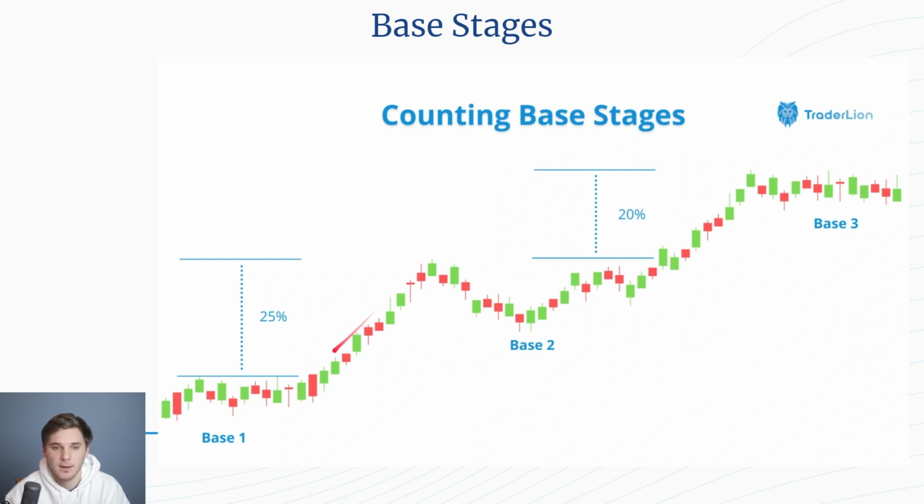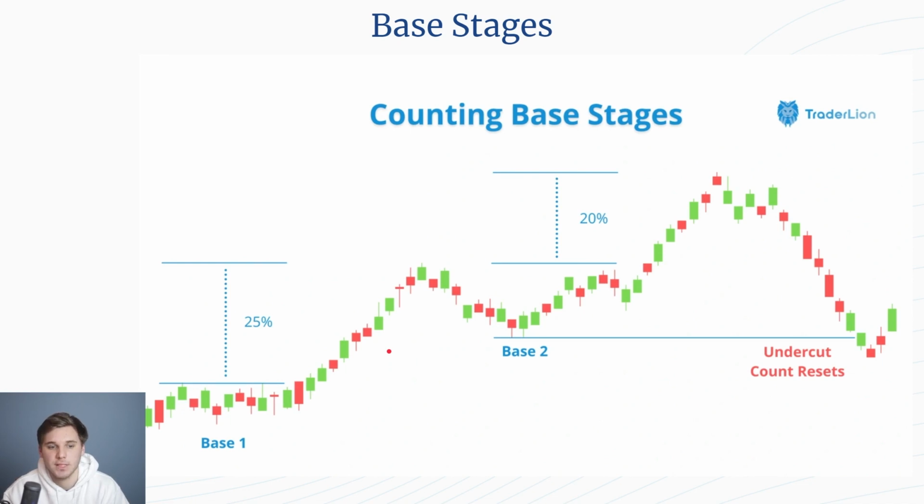So once again, the average move is about 20%. And keep in mind what stage base you're currently in, because that could give a great idea about the stock's life cycle and how much further it has to potentially run.